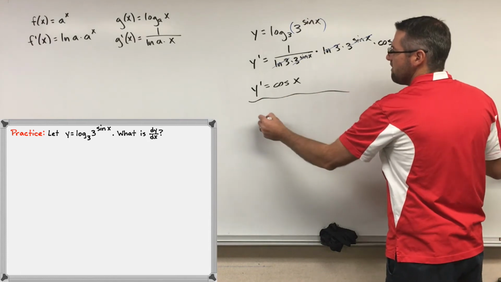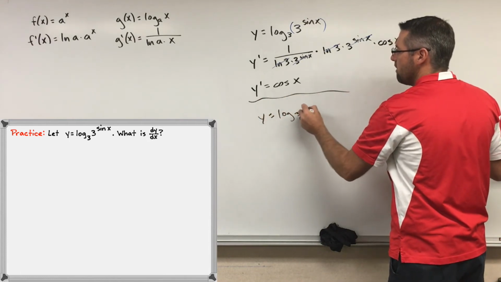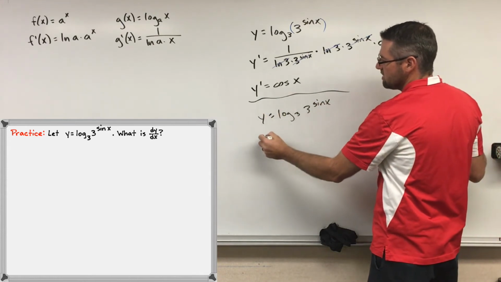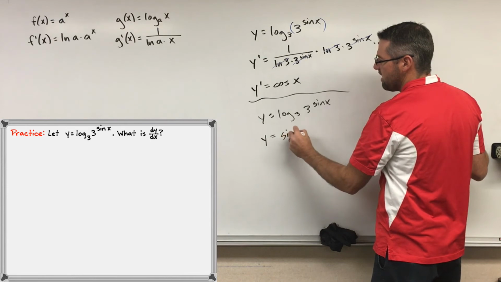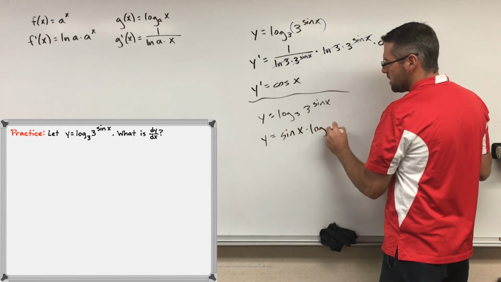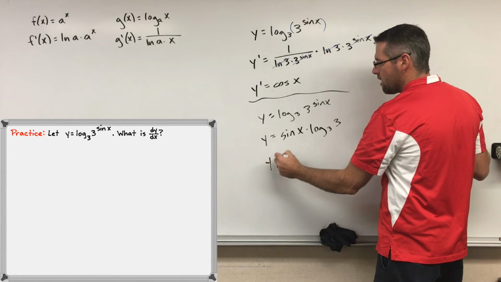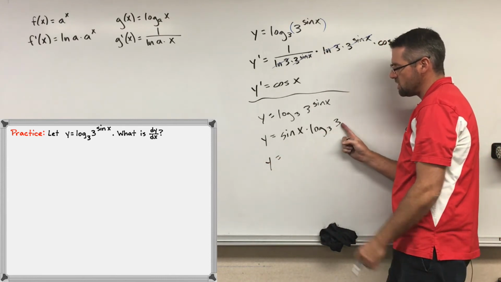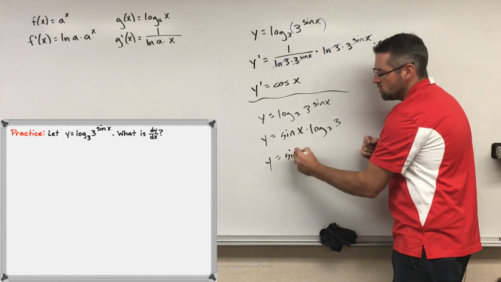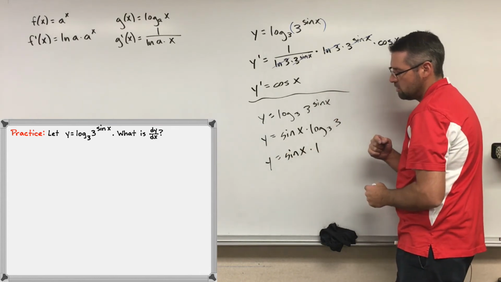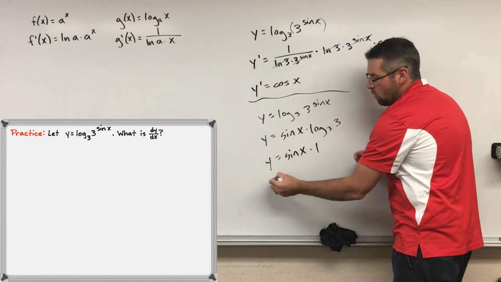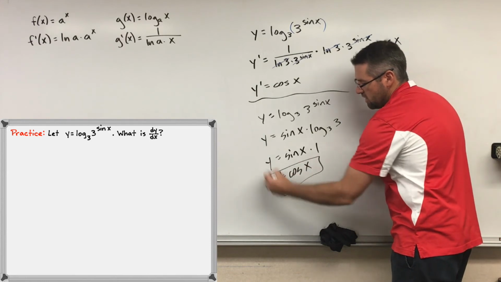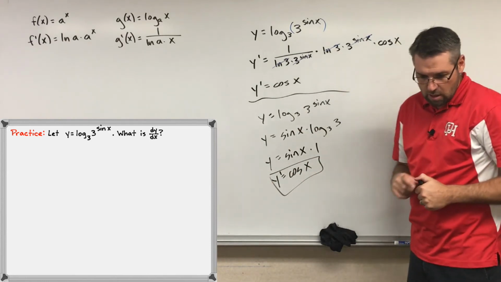Hopefully you saw it. If I have y equals log base 3 of 3 to the sine of x, I can apply the power rule here and move that sine of x out front. So we get y equals sine of x times log base 3 of 3. And then from there, we should recognize that the log base 3 of 3, well, 3 raised to what power is 3? That's just 1. So this function is actually sine of x times 1, and therefore sine of x. What's the derivative of sine of x? It's just cosine of x, or y prime is cosine of x. So that's that.